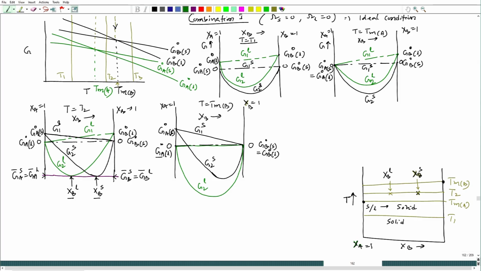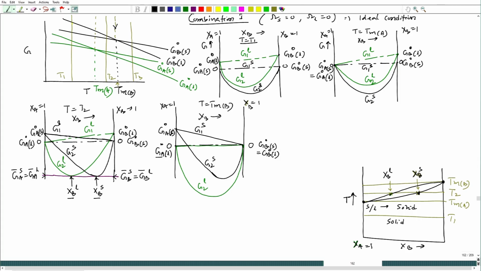Their stability would be similar. So, that means we have this point, and if we connect them, we will get a curve like this. Okay. So, this is the isomorphous phase diagram what we have seen.